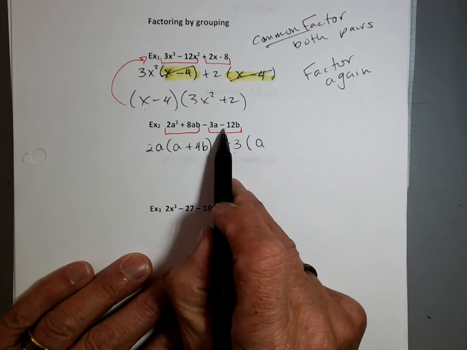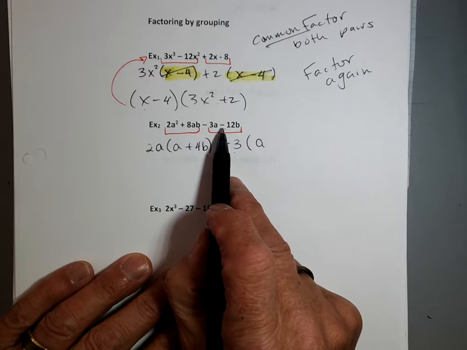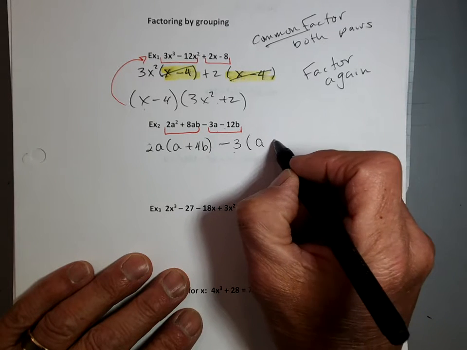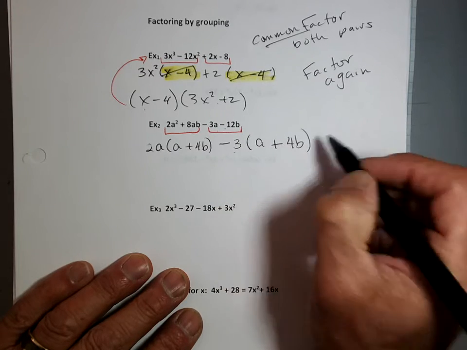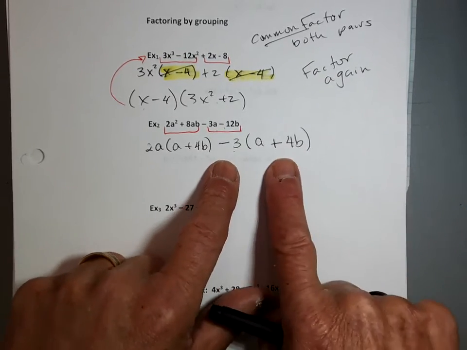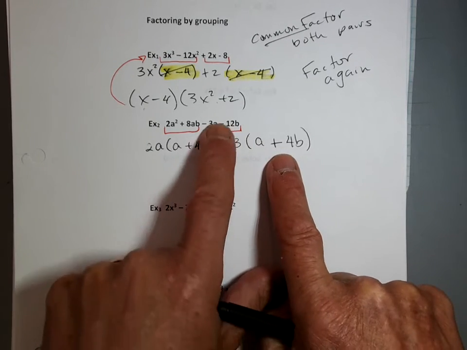Now, wait a minute. I took out the negative. Hold on. I took out the negative. That's going to make this a positive 4B. And if that bothers you, just multiply it back through, and I think you'll see this times this does give me a negative 12B, okay?